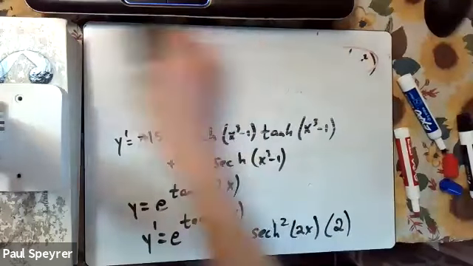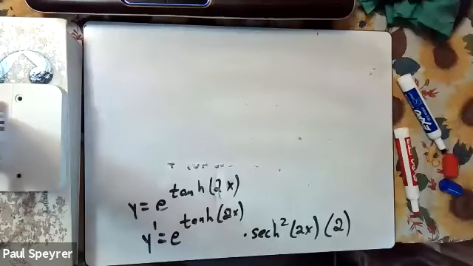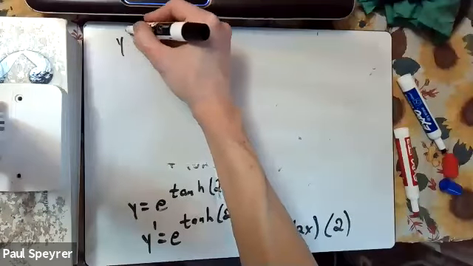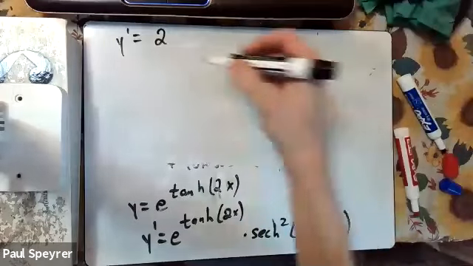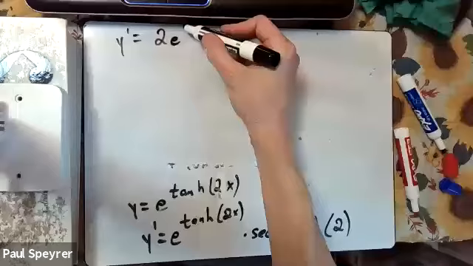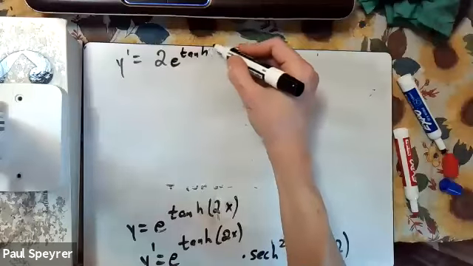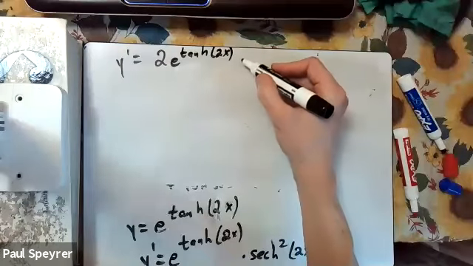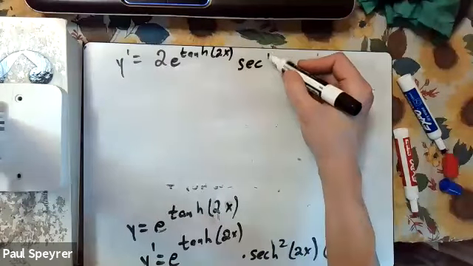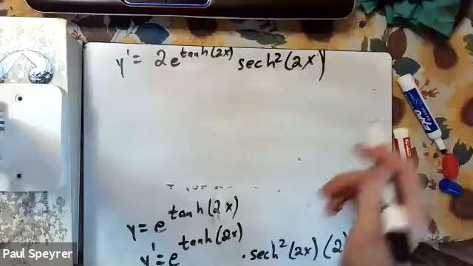So what does that leave us with? We have y prime equals 2, and then e to the hyperbolic tangent of 2x, and then hyperbolic secant squared of 2x. And there's your final answer.